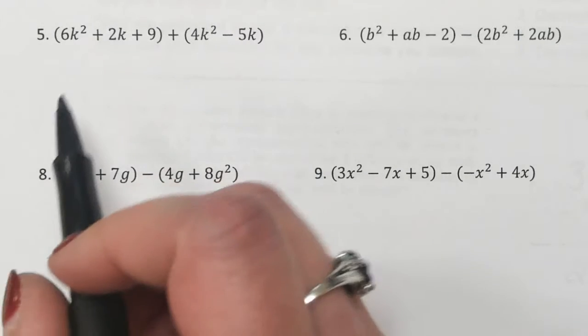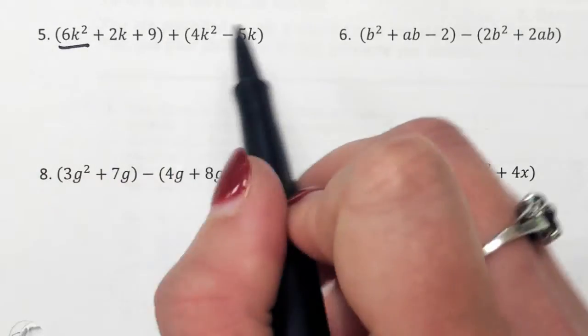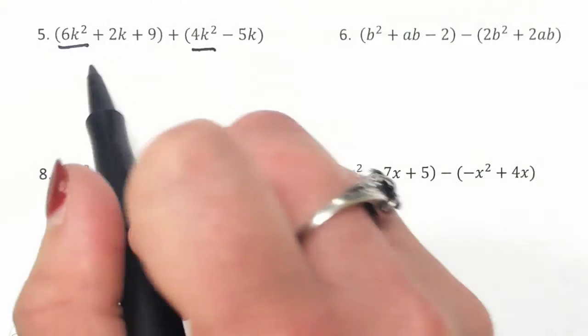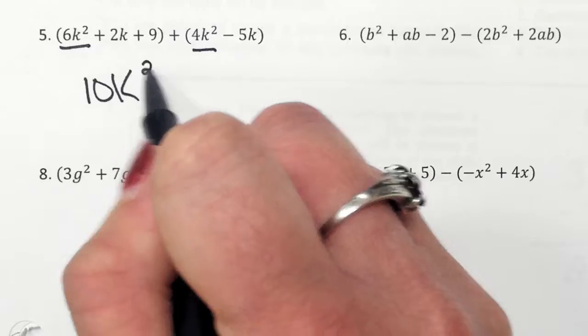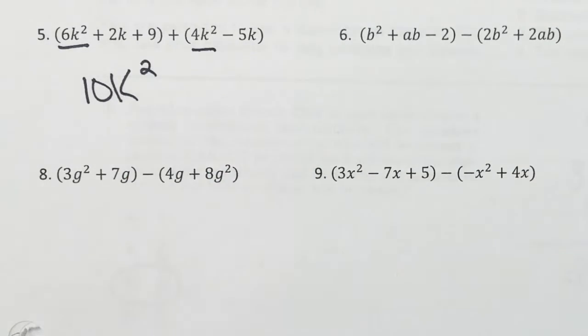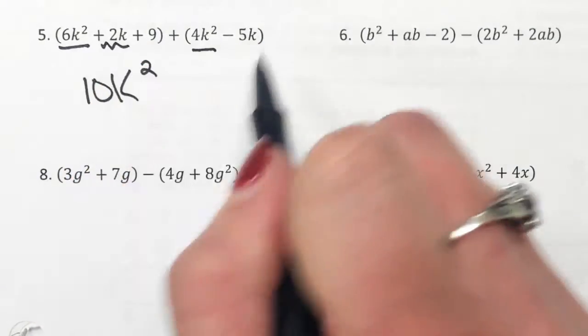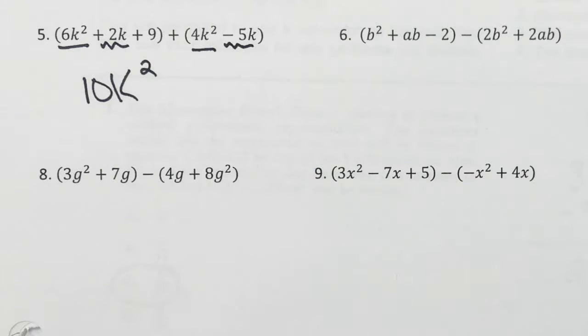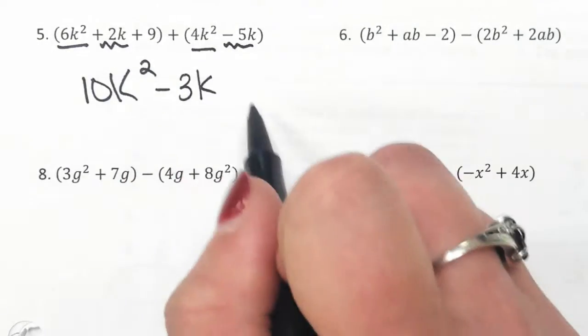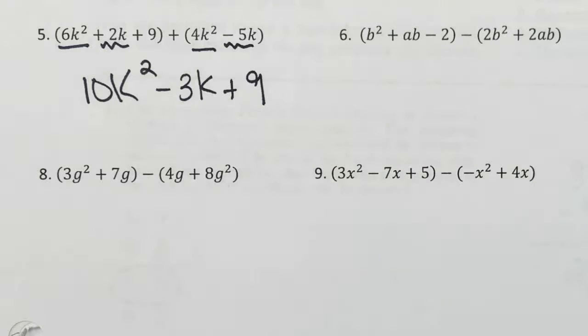All right, what are we going to add? 6k squared and 4k squared. Perfect, which is 10k squared. Awesome. What else are you going to add? 2k plus negative 5. How much is 2 plus negative 5? Use your calculator. Negative 3k. And what else? Just bring down a plus 9. Perfect.